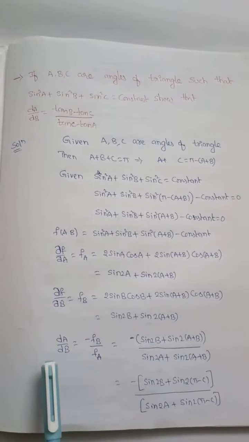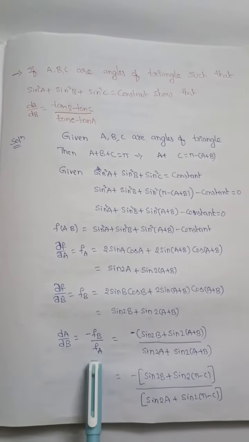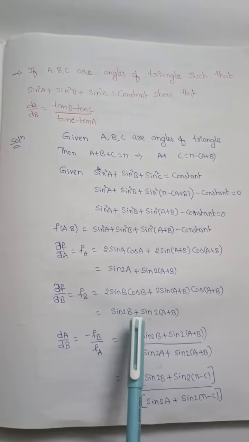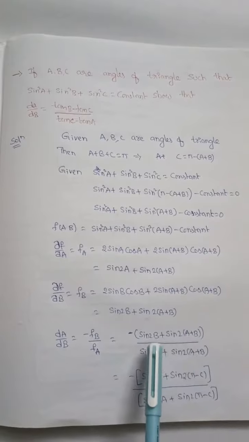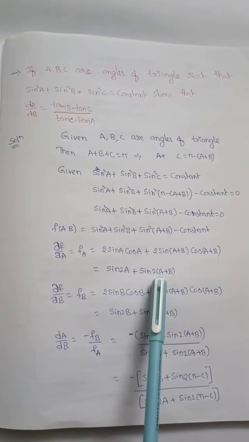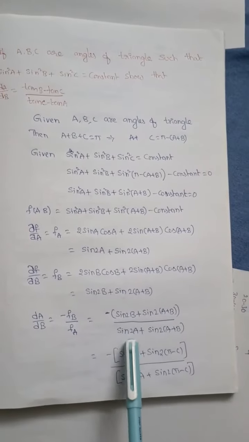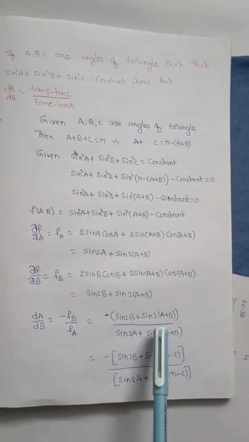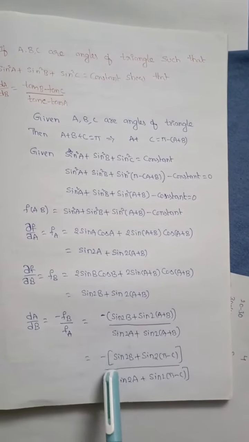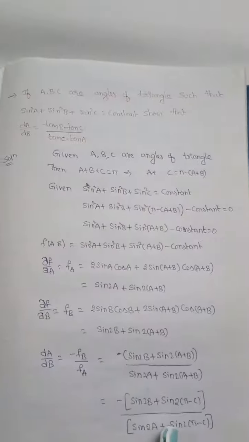Okay, next write the implicit function first derivative: dA/dB equals −fB/fA. Here is the formula: dA/dB equals −fB/fA. What is fB? Sin 2B + sin 2(A + B). What is fA? Sin 2A + sin 2(A + B). So write here: −(sin 2B + sin 2(A + B))/(sin 2A + sin 2(A + B)). In place of A + B, how do we write that? Pi minus C. So write here: −(sin 2B + sin 2(pi − C))/(sin 2A + sin 2(pi − C)).